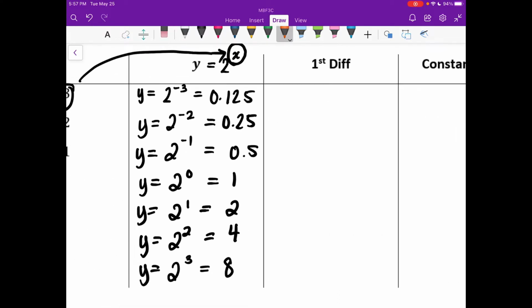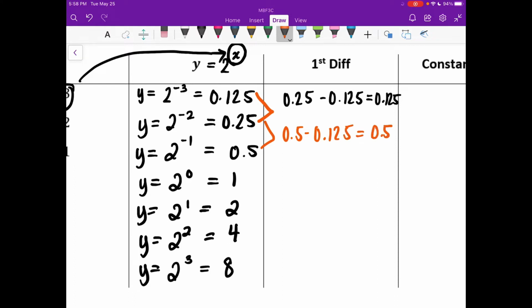Let's go find our first differences. Our first differences are always going to be y2 minus y1. So let's do 0.25 minus 0.125, and that gave me 0.125. Let's do 0.5 minus 0.25, which gives me 0.25.